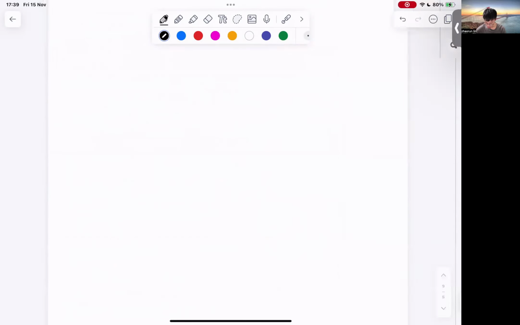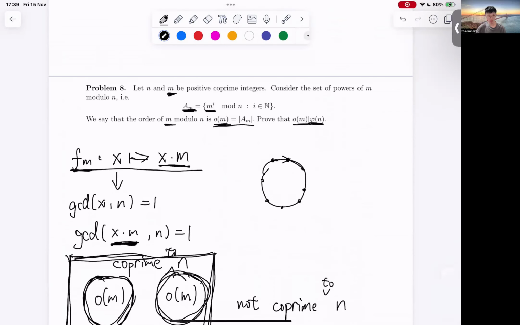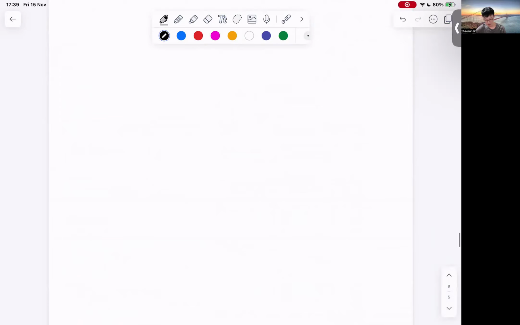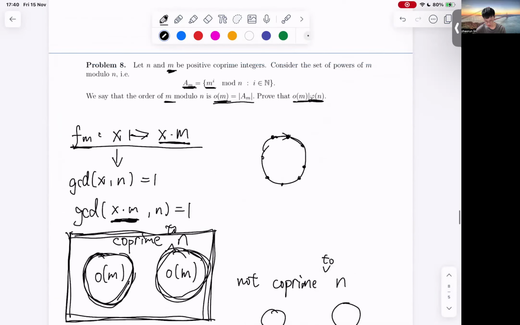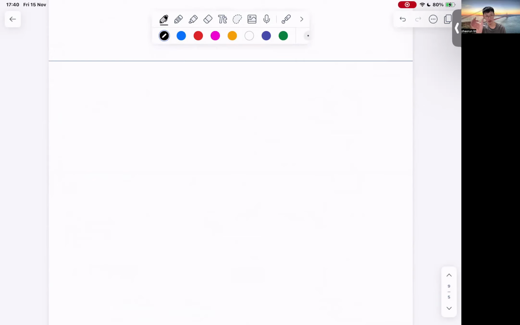And maybe I'm not explaining it clearly enough, so I'll give you an example. We consider n and m to be positive coprime integers, right? They are not necessarily prime numbers, but as long as n and m are coprime, we're fine. So we set m equal to 2, and n equal to 15.